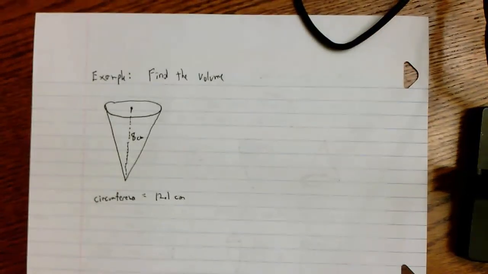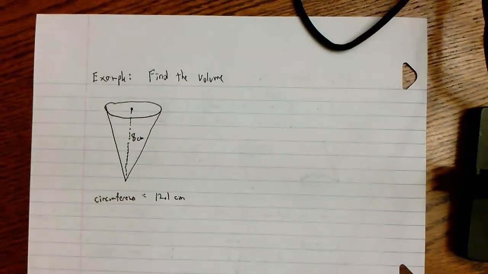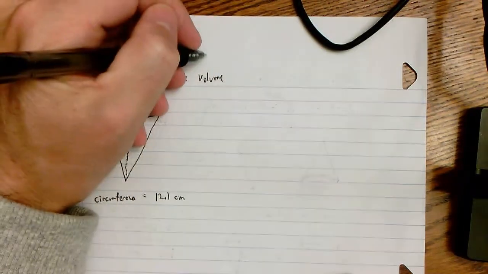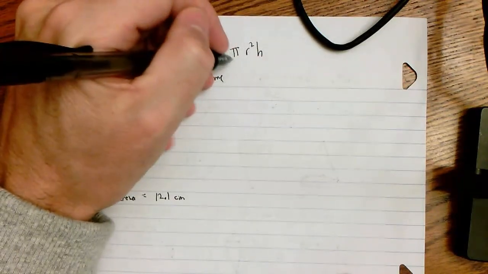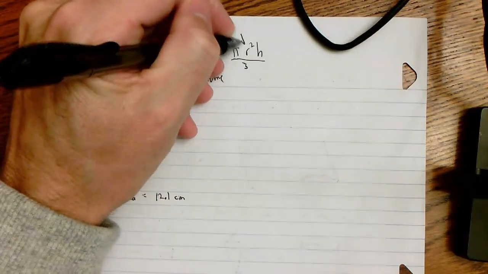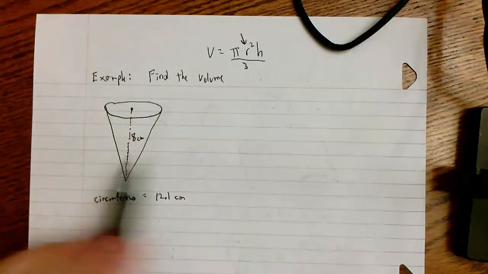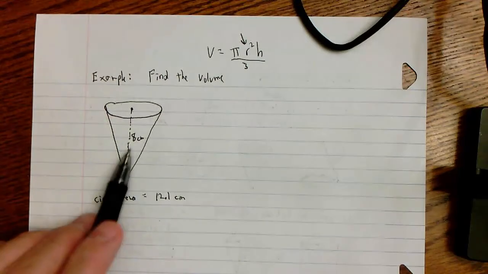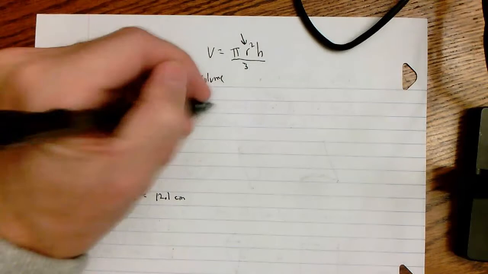Alright, so I want to find the volume, and I have the height and I have the circumference of the base, or of the circle. Well, if I want to find the volume, remember, volume is equal to pi r squared h, and then either times a third or divided by 3. I need the radius. I also need the height. Those are the two things I need to find the volume. Now I have the height, but I don't have the radius. So I'm going to use the circumference to find the radius.